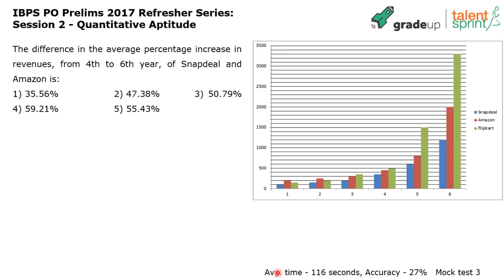Malbika Mohanty has marked the answer as 3, 50.79. Chiranjit Behra has got 59.21, option 4. Akash Trivedi has also got 59.21. So I think a lot of confusion has arisen now. Option 1, option 2, option 3, option 4, all these 4 options have been marked except option 5. Nobody has marked option 5 yet, 55.43. I would like to wait for a few more seconds. I know that the time is up.